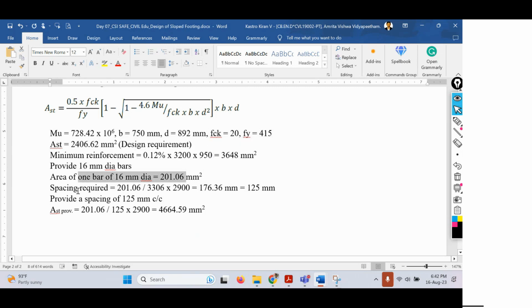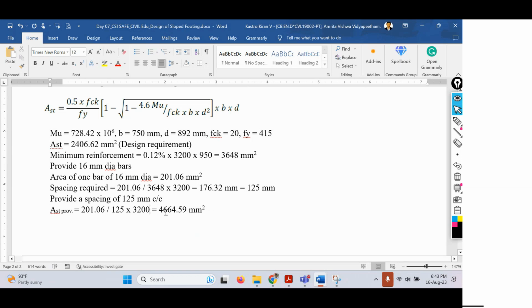The area of one bar remains same. So spacing required equals 201.06 divided by 3648, into the length, that will be 3200, which will be equals to 176.32. I think the value remains same. Okay, so 176.32. So I'm just rounding it off to 125 mm. So therefore, AST provided equals area of one bar by spacing into the length. So therefore, length value will be 3200.